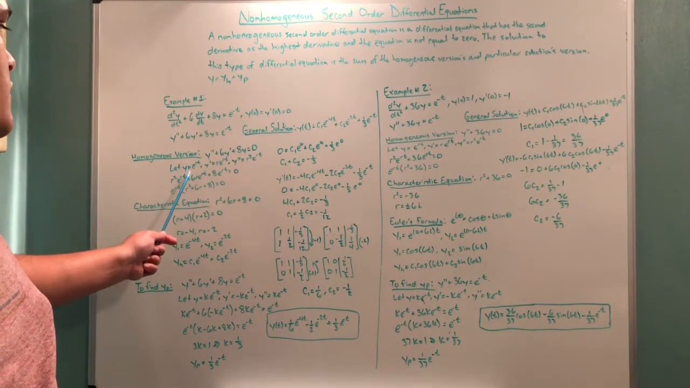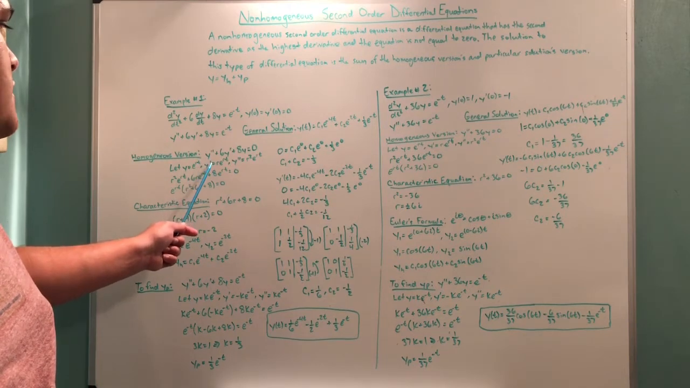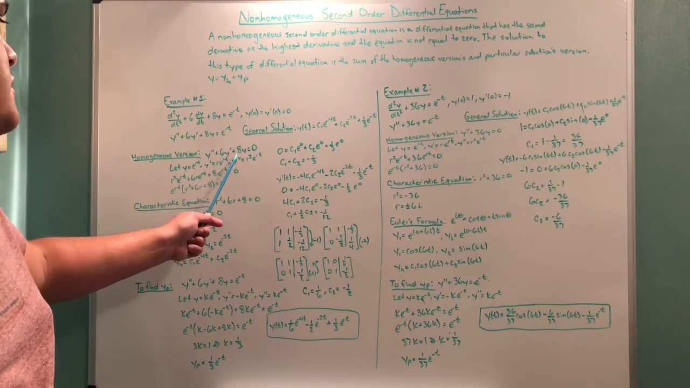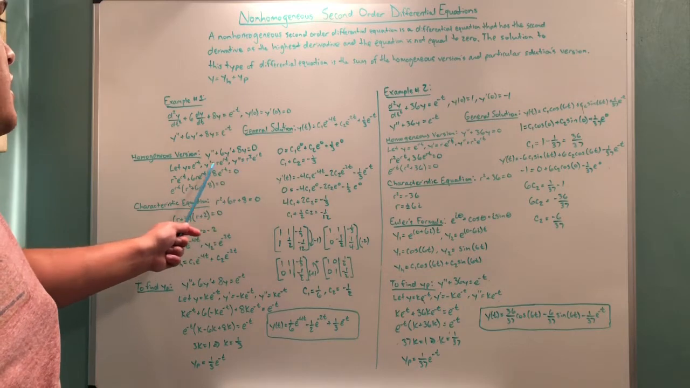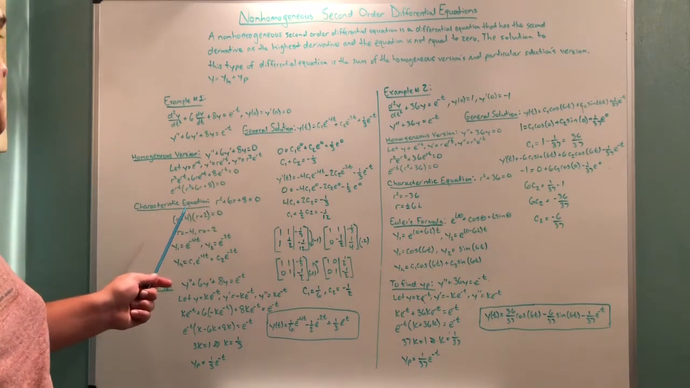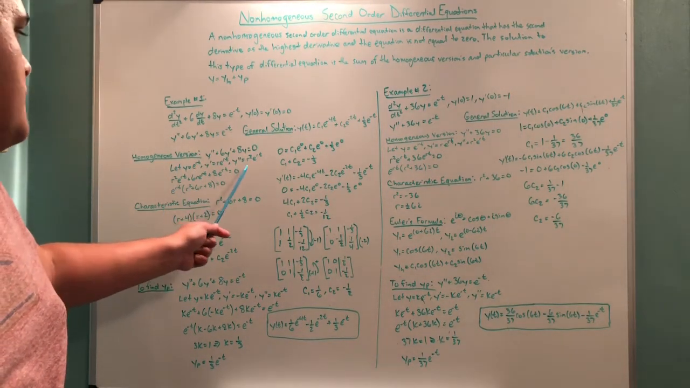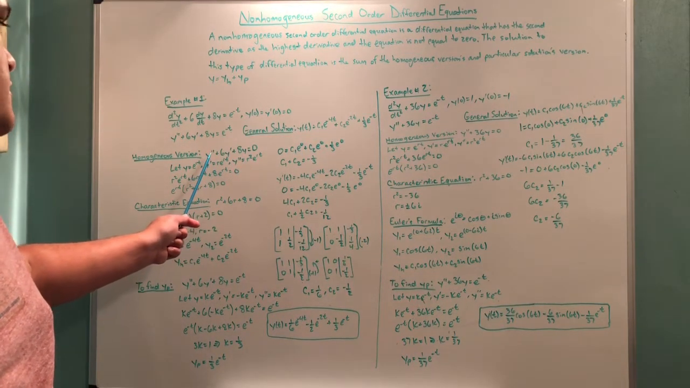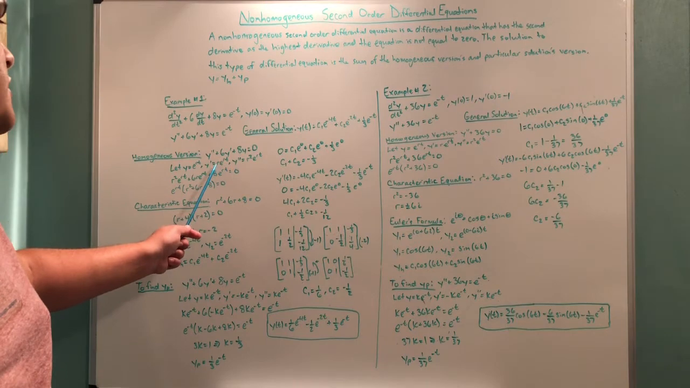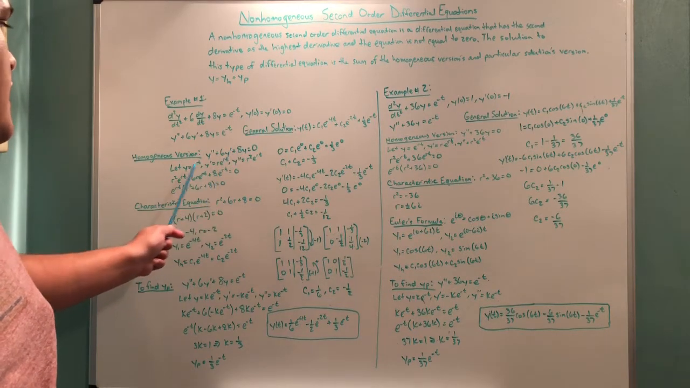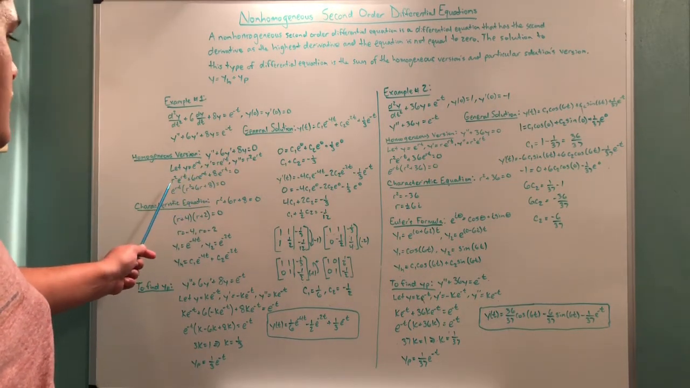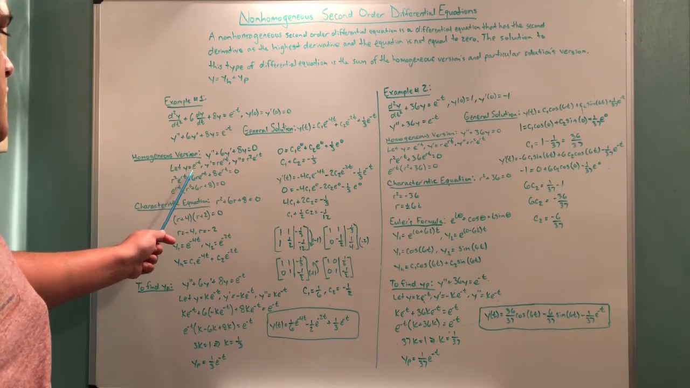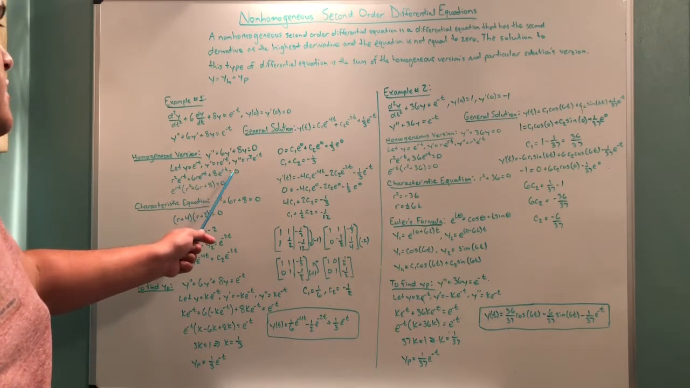So we let y equal e to the rt, y prime is equal to r e to the rt, and y double prime is equal to r squared e to the rt. These derivatives were found using the chain rule. So now plugging these values in, we plug in r squared e to the rt for y double prime. And then we add 6 y prime, which is 6r e to the rt, plus 8 times e to the rt, which is y. So now we have r squared e to the rt plus 6r e to the rt plus 8 e to the rt is equal to 0.